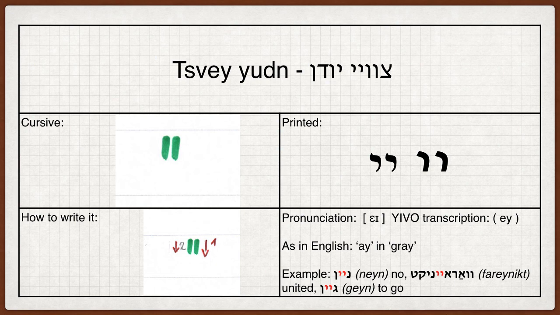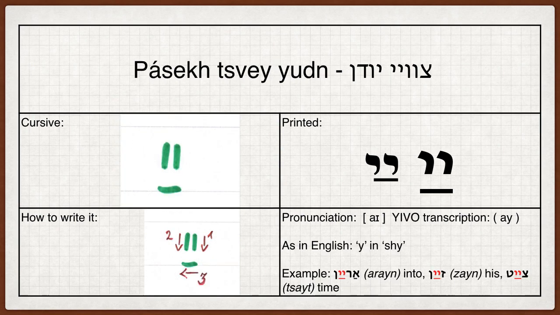Gehen, meaning to go. Then we have Pasakh-Zvey-Vav, and the pronunciation is I, just like in the English word shy. A few examples. Arein, into. Sein, meaning his. Zeit, meaning time.